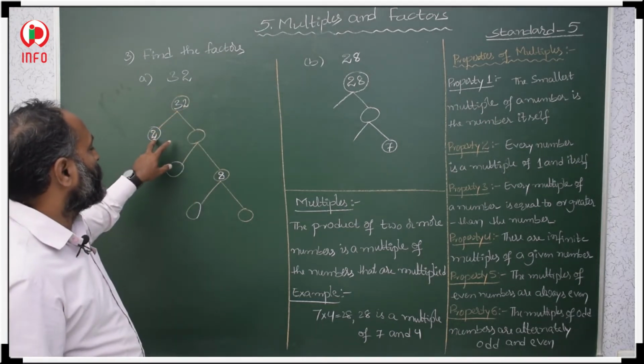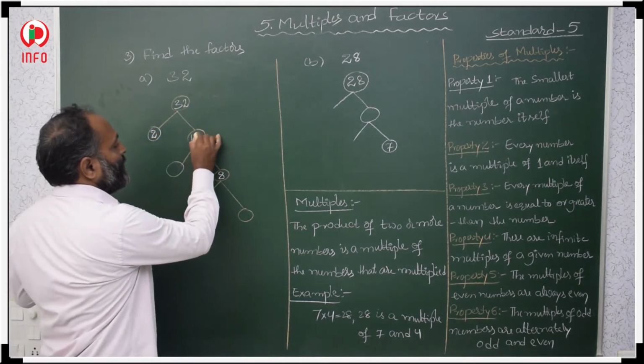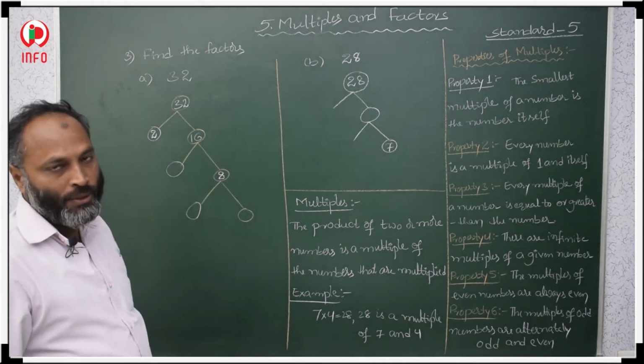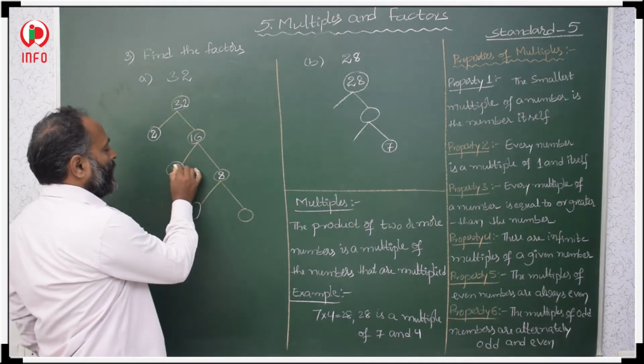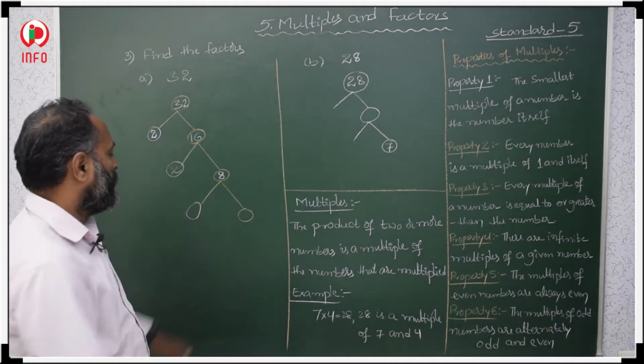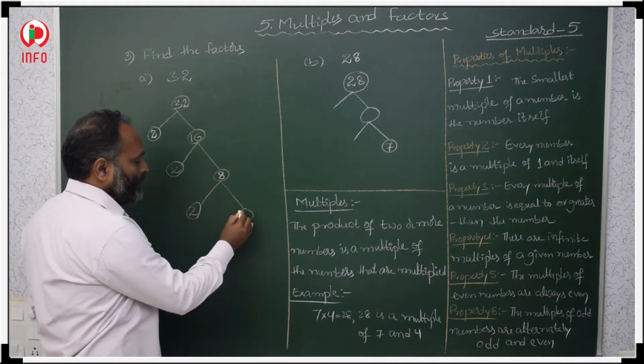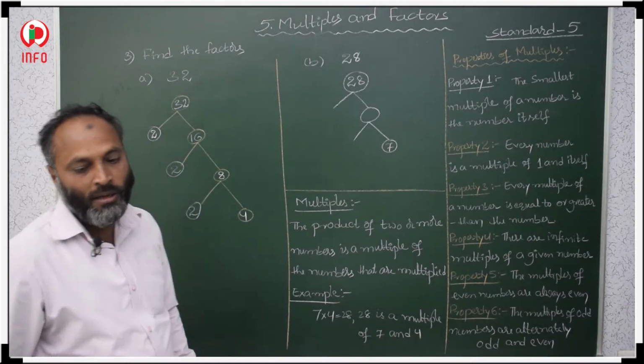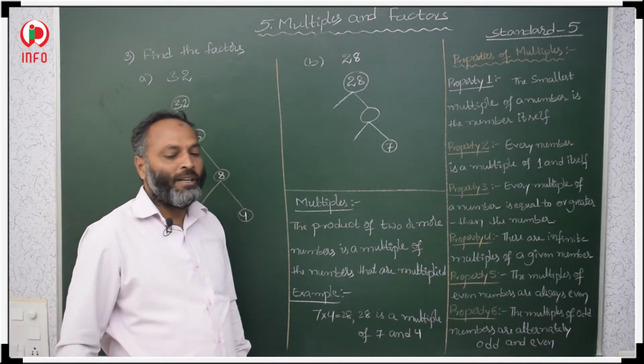32 factors in the table: 2 16s are 32. Next, 2 8s are 16. Next, this 8, 2 4s are 8. In this way we have to find the factors.